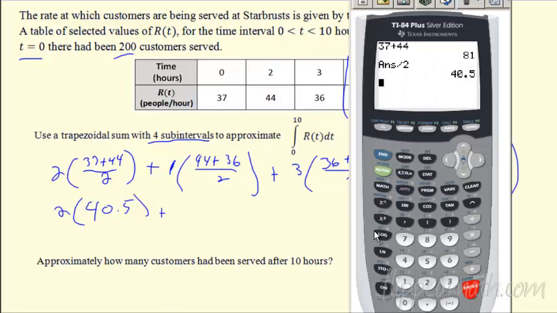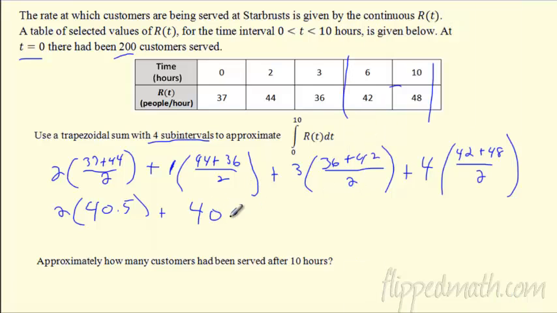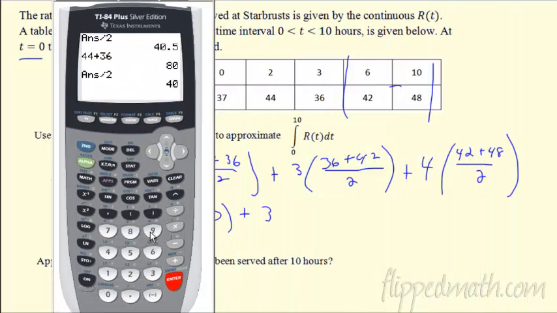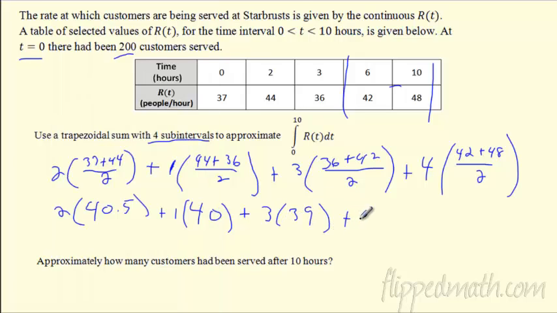The next one times 1 is nice. I'm going 44 plus 36, hit enter, divide by 2. Probably didn't need a calculator for that. Then the next one, if you want to times it by the 1, you're more than welcome to. Then 36 plus 42, hit enter, divide by 2, you get 39, so it's 3 times 39. And the last one is 4 times 90 divided by 2, which is 45. Look at that mental math.